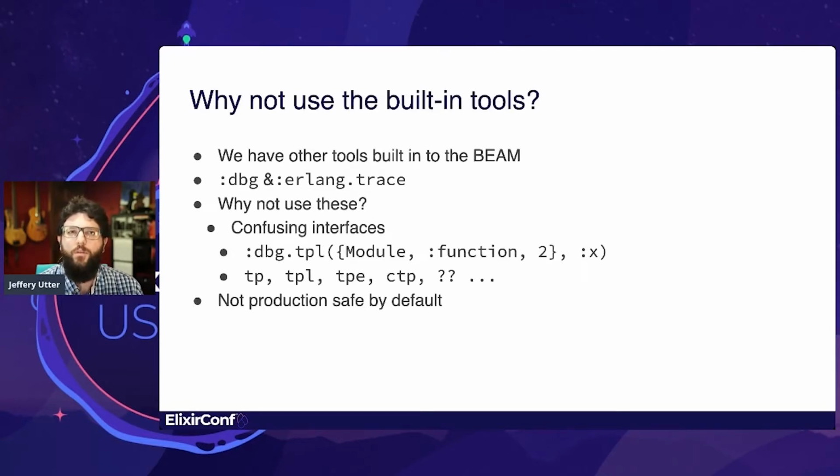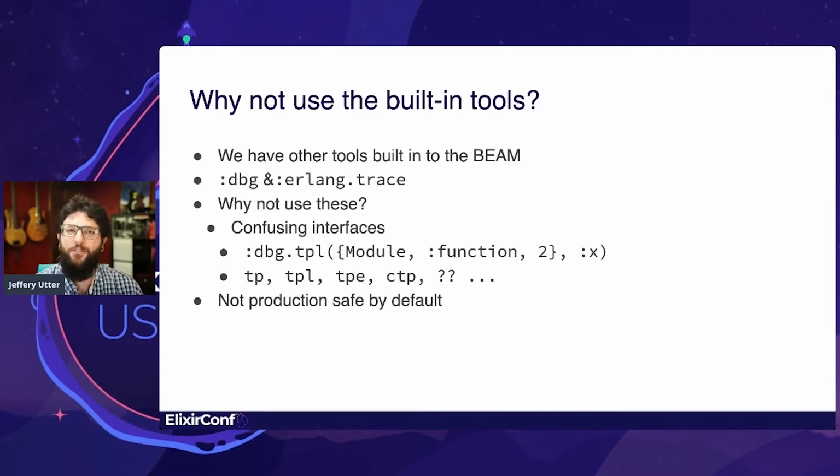So why don't we use the built-in tools? We have the debug module and the Erlang trace function. Why don't we use them? First off, I think the interfaces are somewhat confusing, particularly the debug module. You have calls that look like this. You have debug.tpl, and then this 3-item tuple, which you'll see in Recon as well. But then you also see this atom at the end, which is x, and it's really hard to find what that even means in the documentation.